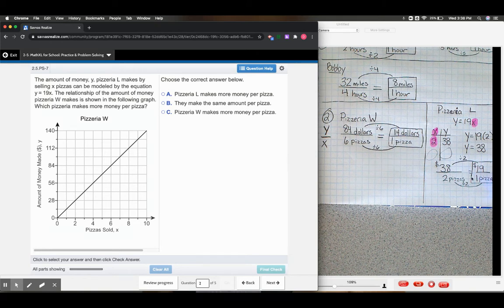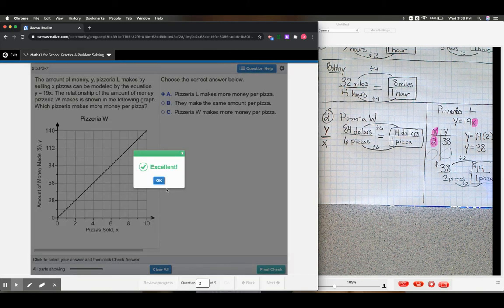So I'm going to look. Pizzeria L makes $19 each pizza. Pizzeria W, $14 per pizza. It would appear that Pizzeria L is the more expensive pizza. They're making $19 as opposed to $14. So I'm going to pick A and lock it in. Excelente. We got it.